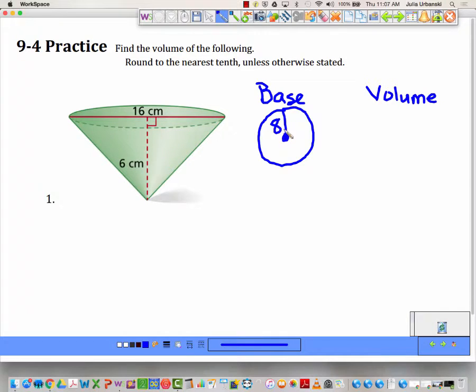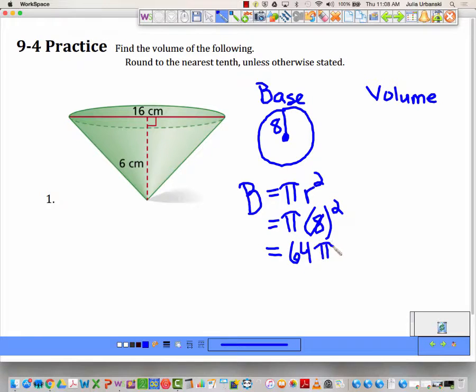Base with a radius of 8. Circle. What's the formula for base area when the base is a circle? Pi r squared. It's a circle, so that's pi times 8 squared, and we write that as 8 squared is 64. 64 times pi.